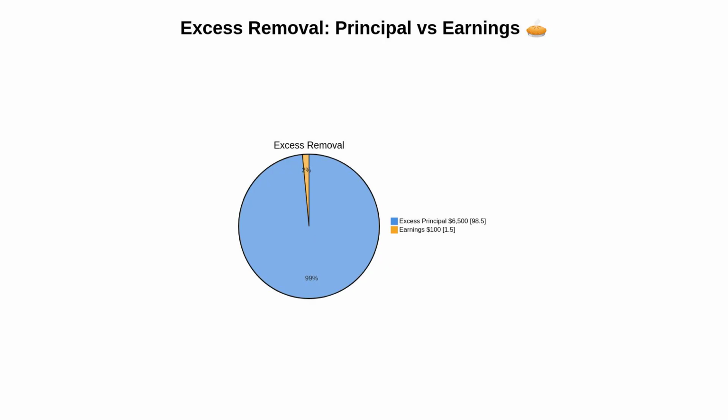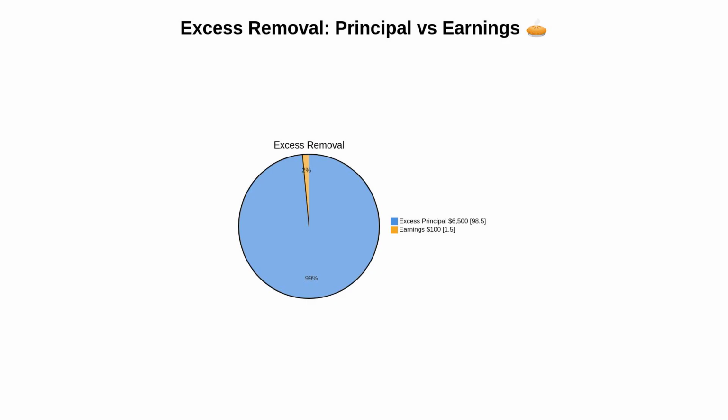This pie chart illustrates the distribution from a removal of an excess contribution. The largest slice is the excess principal, for example $6,500, while a small slice represents earnings, such as $100. Although the earnings may be small, they are still taxable in the contribution year and potentially subject to early distribution penalties if under age 59.5. Therefore, they must be included in the return of excess process.